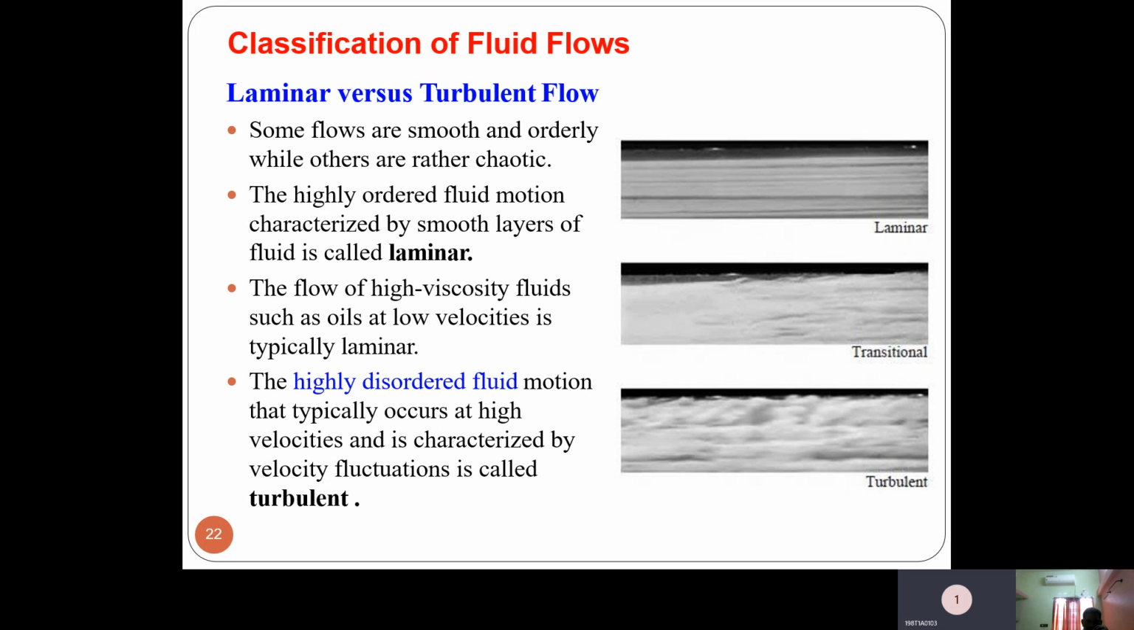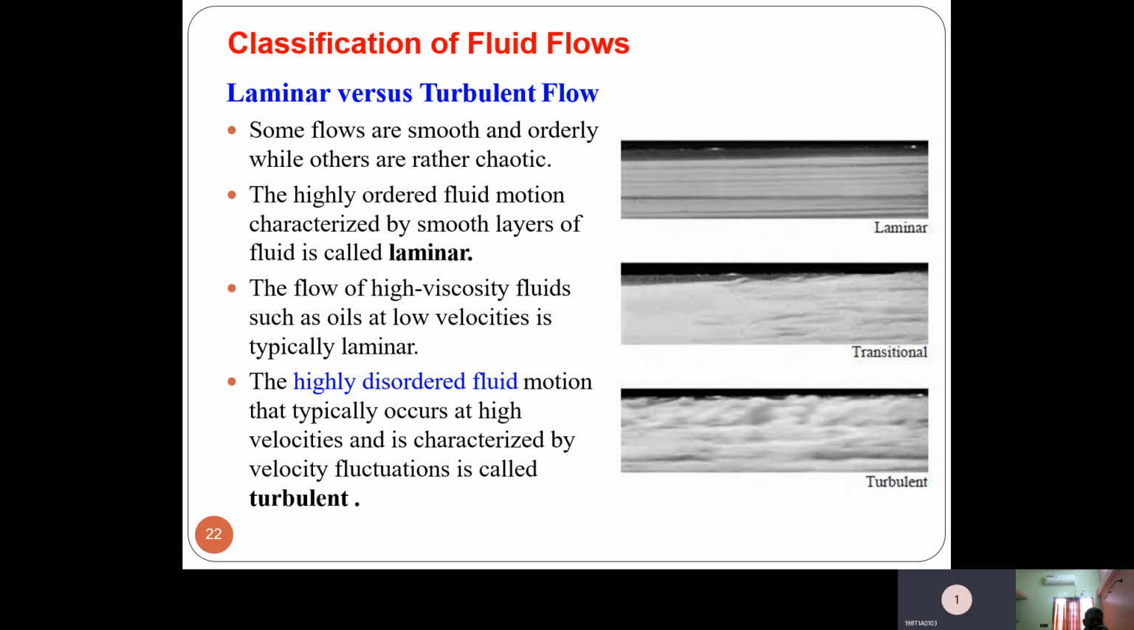If the fluid is having a streamlined flow, then that is called laminar flow. If the fluid is flowing with random nature, irregularity, then that is called turbulent. If the fluid flow is changing its nature from laminar to turbulent, then that flow is called transitional fluid flow. See the definitions.